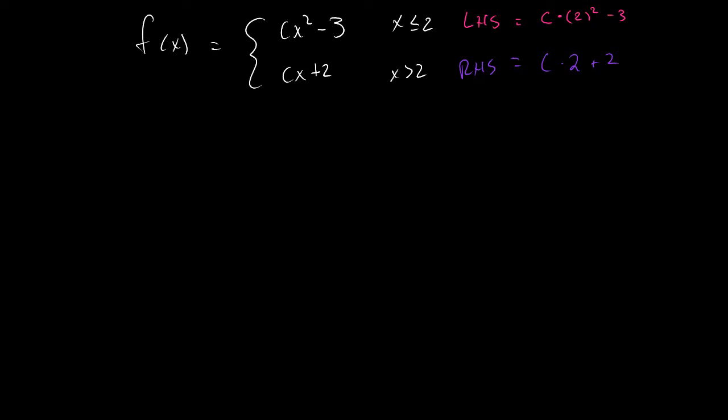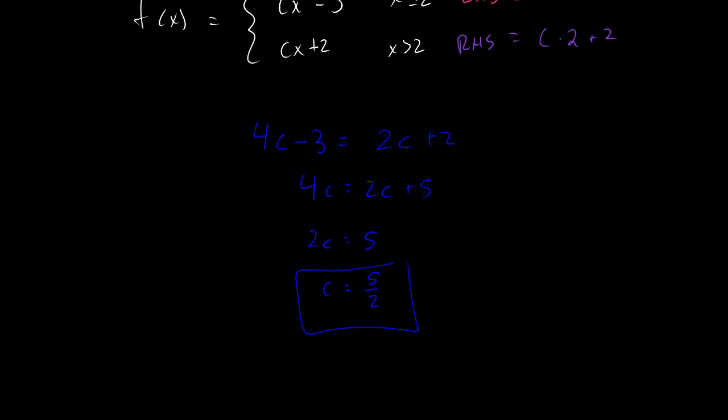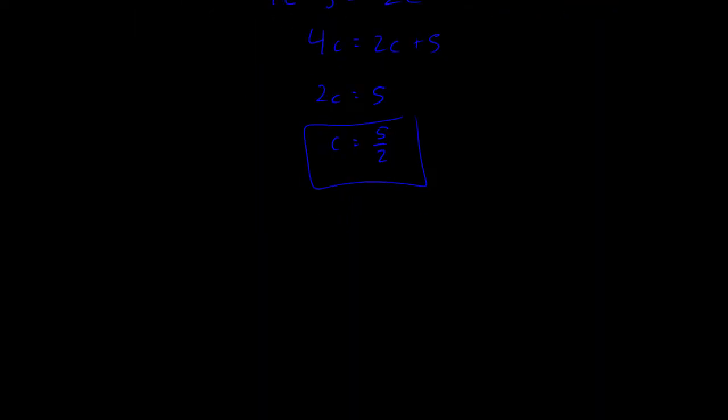So in order for those to be equal, I need 4c minus 3 equal to 2c plus 2. Now I just solve for c: 2c is equal to 5. c is equal to 5 halves. That's it. I did it. Number 7.